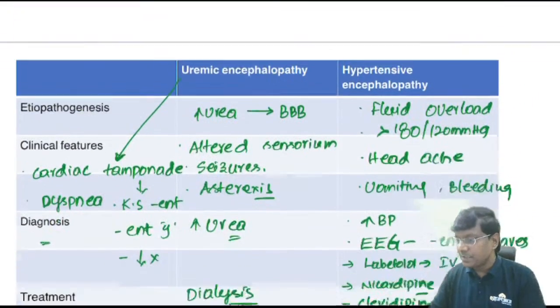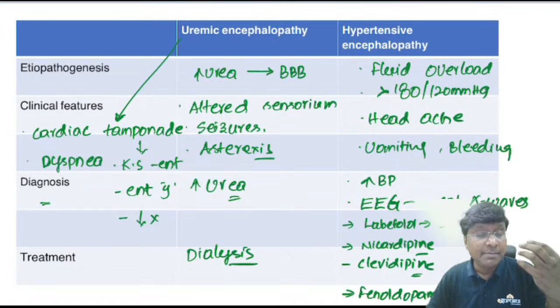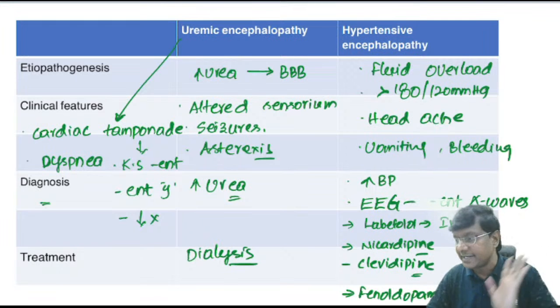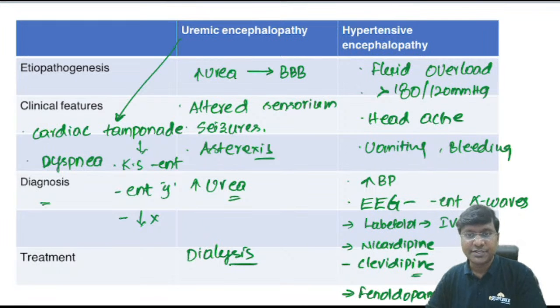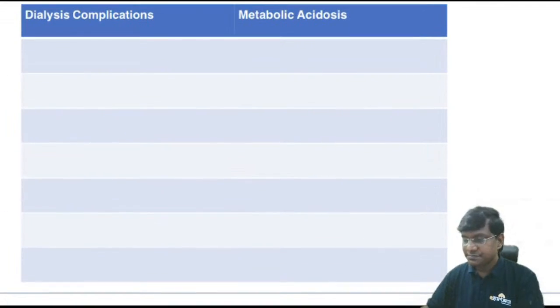So the electrolyte abnormalities are hyperkalemia, hypokalemia, hypocalcemia, and hypermagnesemia. And the CNS manifestations of nephrology emergencies will be uremic encephalopathy as well as hypertensive encephalopathy. Right. Then next, coming to the metabolic complications. That is, there can be development of metabolic acidosis as well as dialysis-related complications.